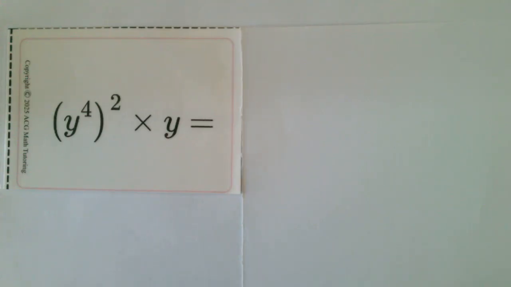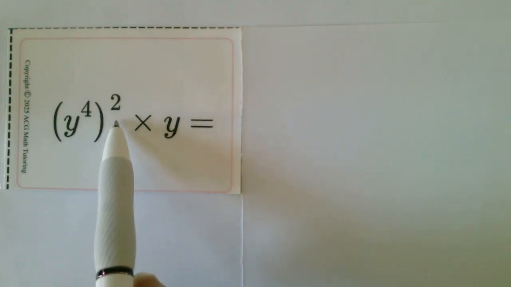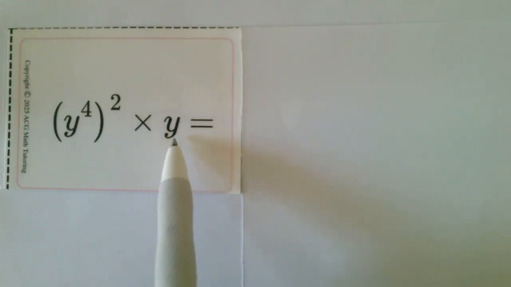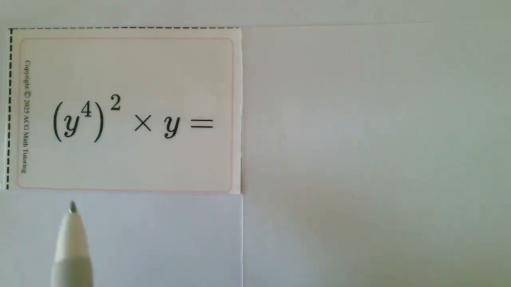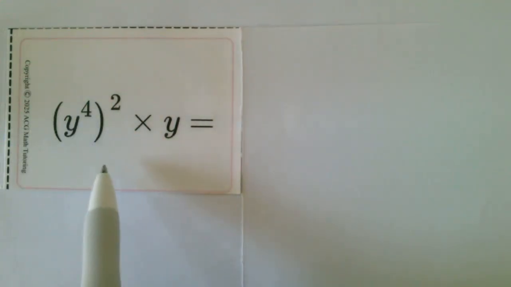All right. So now we have y to the fourth raised to the second power times, I know, there's an x. We're going to work on that. y equals. So now we can actually break this up into two segments. Let's tackle this part right here.